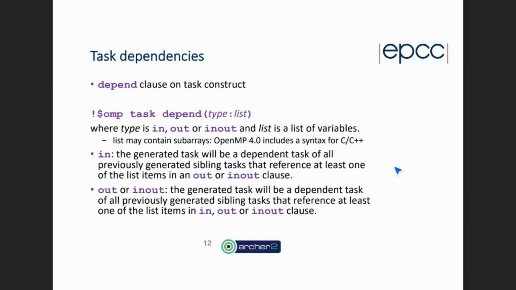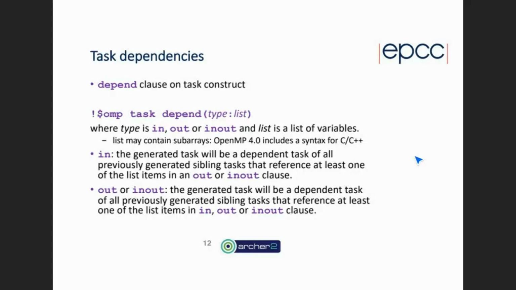Okay, so basically it says this is essentially doing dependencies based on the address of these variables. If I have an in dependency, that means this task will be dependent on all previously generated tasks, and they have to be sibling tasks. So this only works with ones at the same level of nesting.